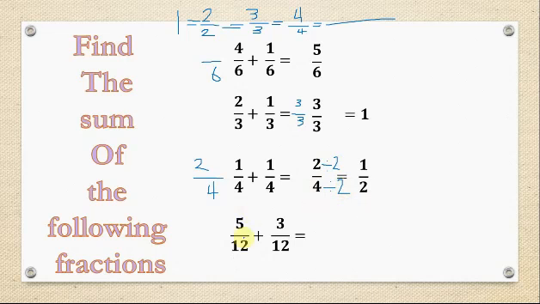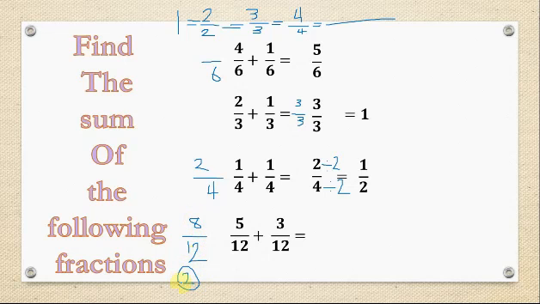Okay, here 5 over 12 plus 3 over 12. The denominator is 12, so I will keep it 12. Then add the numerators 5 and 3. 5 plus 3 equals 8. 8 over 12. Yes, they are even numbers also, like the last one. 8 and 12, we can divide them by 2. They exist in table 2. Okay, can we divide by another number?